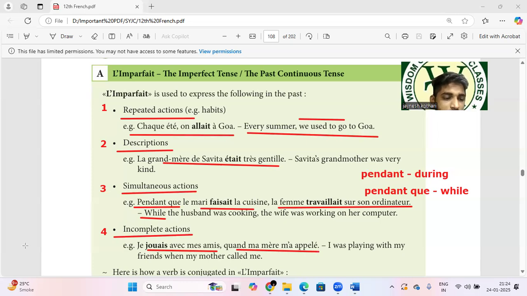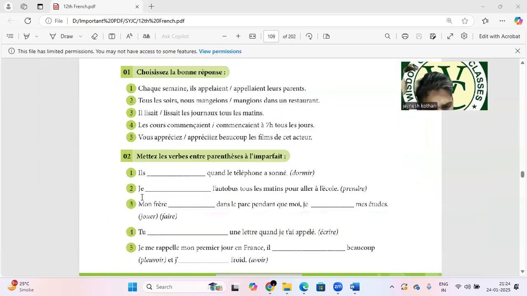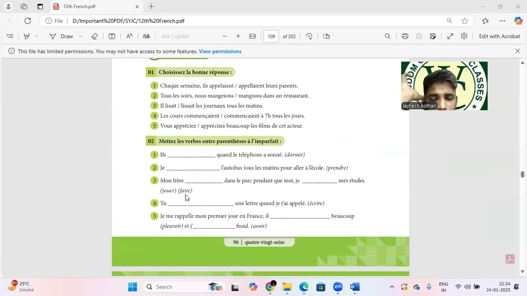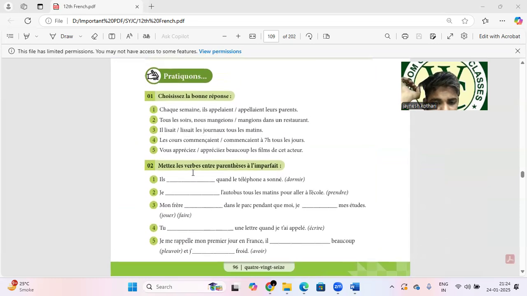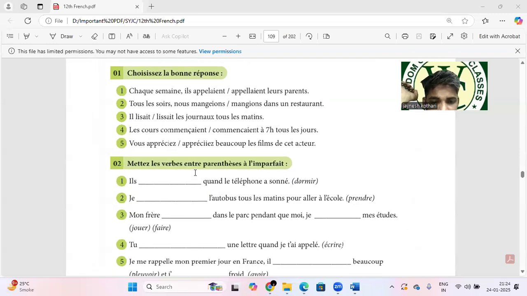Chalo. Done. Let's move forward now. Students, let's solve the exercise directly. Okay, I'm on page number 96. You can go through some verbs on page number 96 also. Those are also a little bit of exceptions.